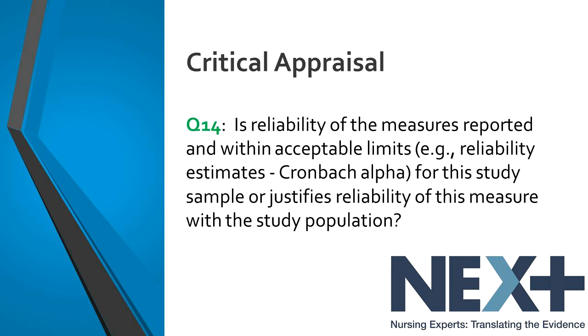Is reliability of the measures reported and within acceptable limits for this study sample, or justifies reliability of this measure with the study population? This type of information is typically found in the methods section of an article.